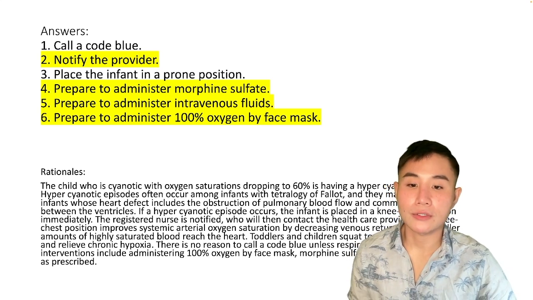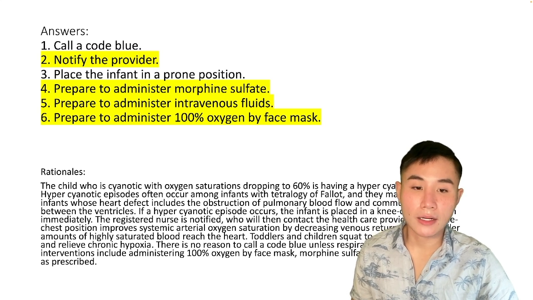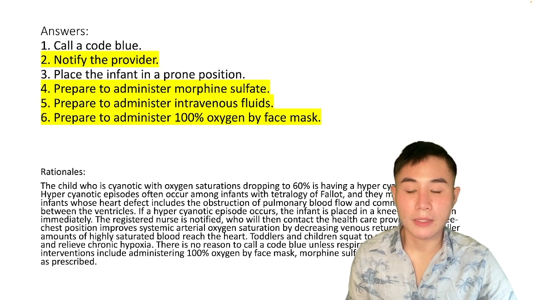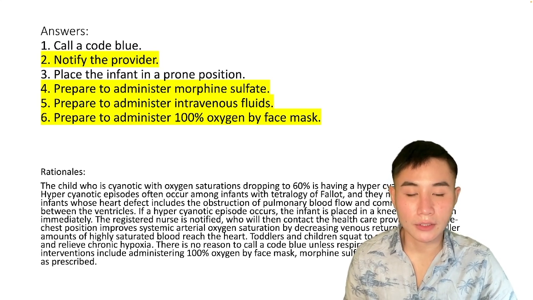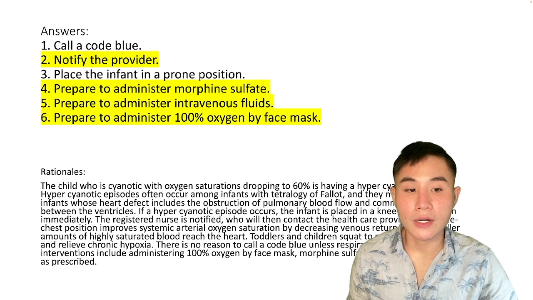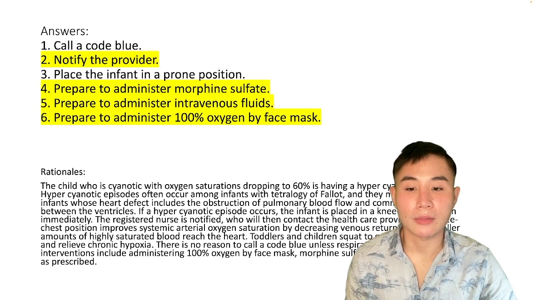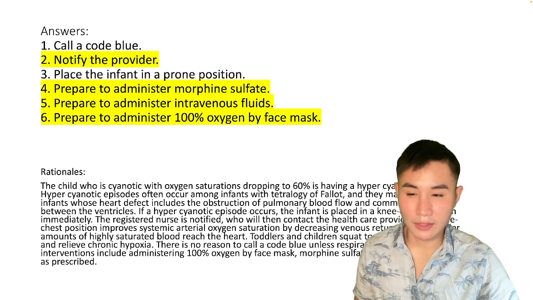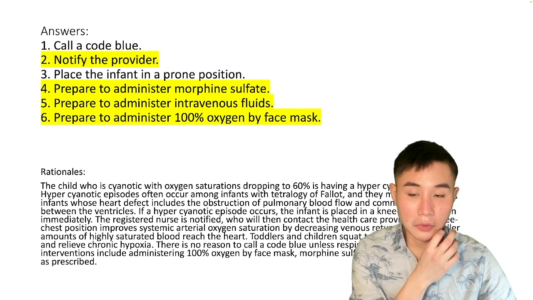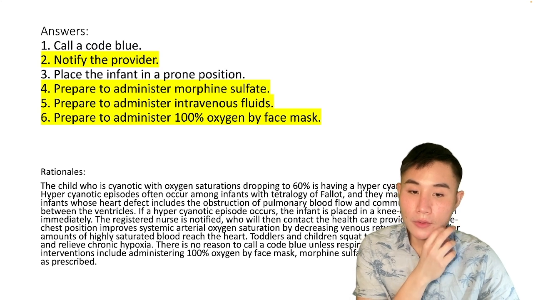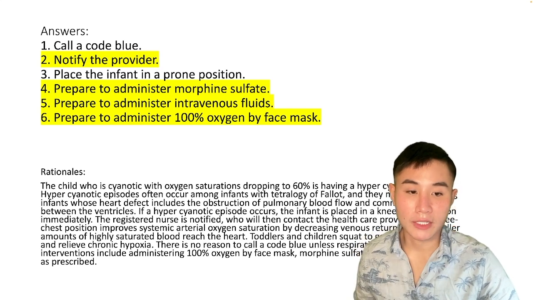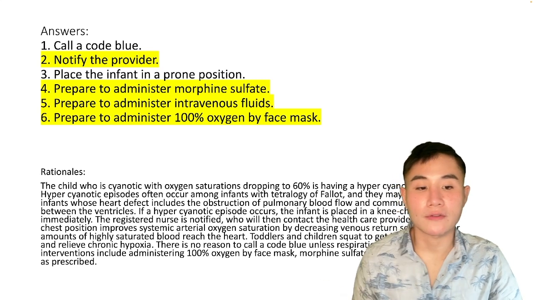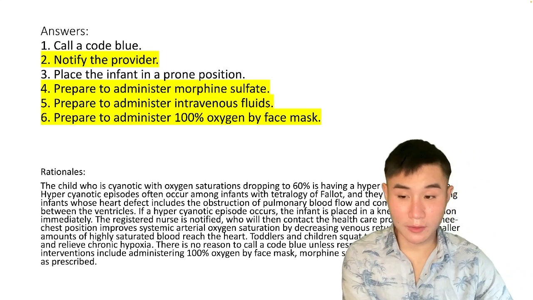The nurse is notified, who will then contact the healthcare provider. The knee-to-chest position improves systemic arterial oxygen saturation by decreasing venous return so that a smaller amount of highly desaturated blood reaches the heart. Toddlers and children squat to get into this position and relieve chronic hypoxemia. Cool. There's no reason to call code blue unless respiration ceases. Additional interventions include administering 100% oxygen, morphine sulfate, and intravenous fluid as prescribed.